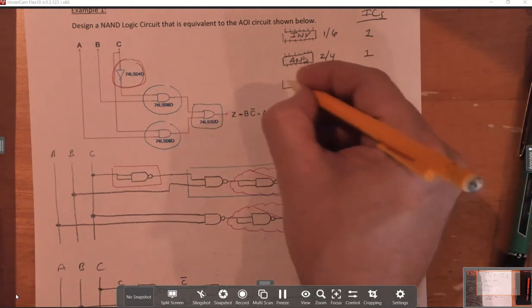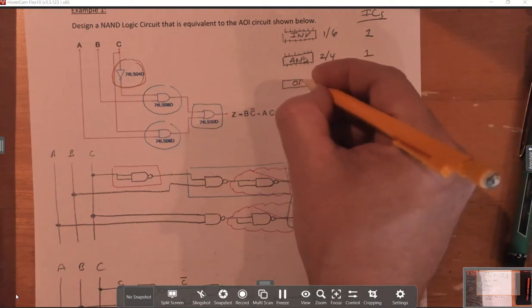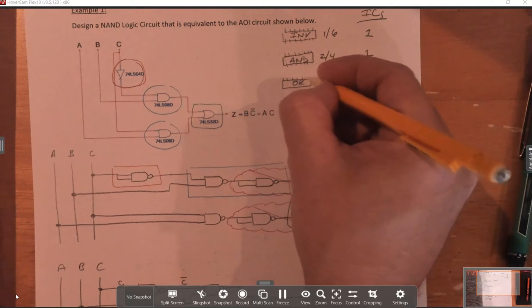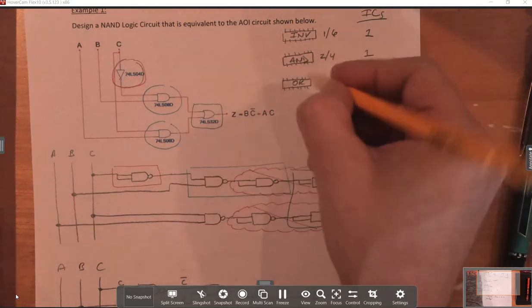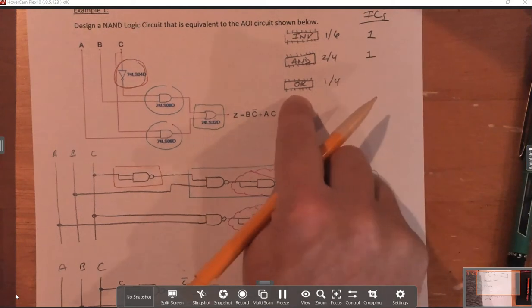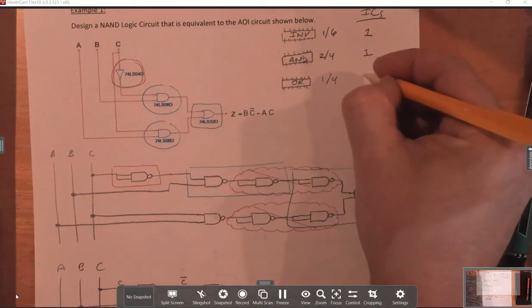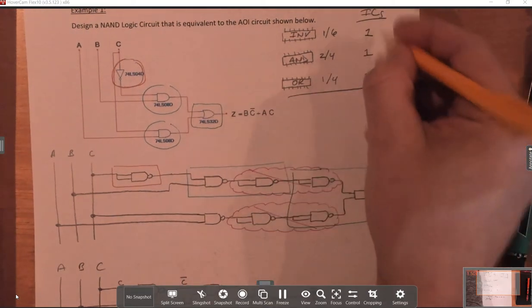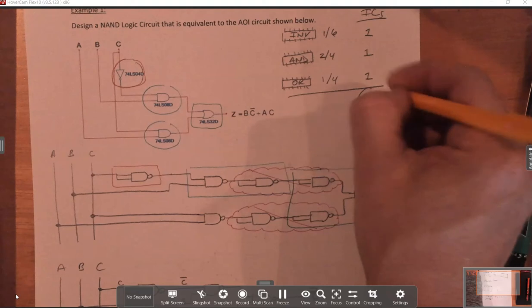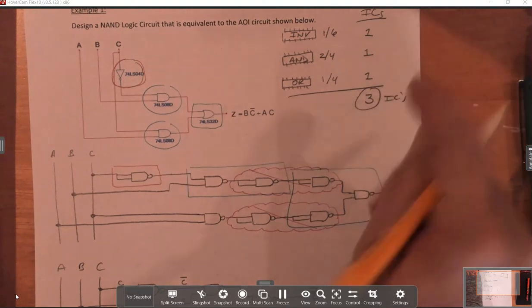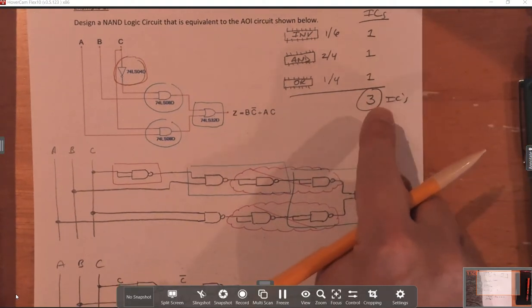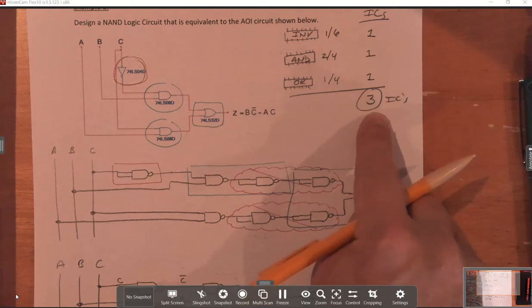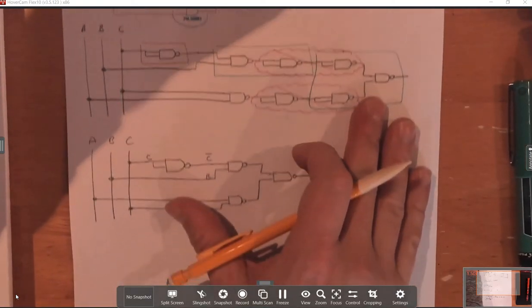And then you go and pick up an OR chip. And you only needed 1 out of the 4 that are built into the chip. So you need 1 chip. But you needed a total of 3 ICs. Okay? The more ICs you need, the more space you need on your circuit board. So they're taking up space, right?